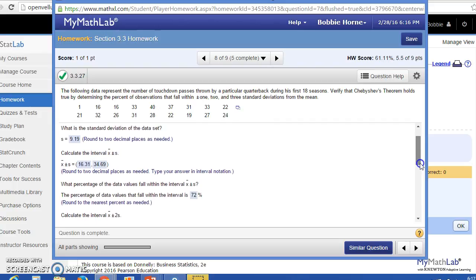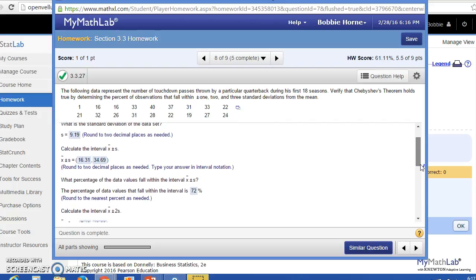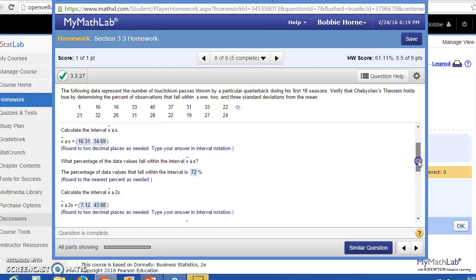What percent of the data values fall within the interval of x bar plus or minus s? Okay, so what we want to do is calculate the percentage of values that falls within this interval. So if we look, we have 1, 2, 3, 4, 5, 6, 7, 8, 9, 10, 11, 12, 13 values that fall within the interval, and we have 18 total values. So if we divide 13 by 18, that would be 72%.